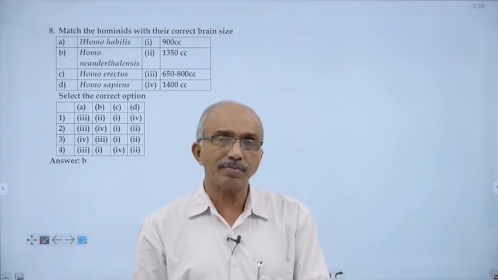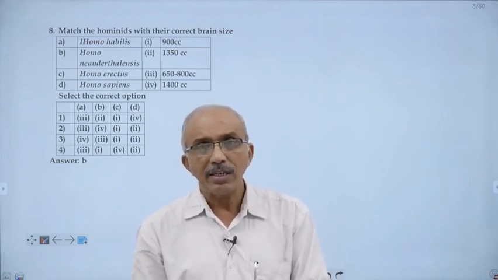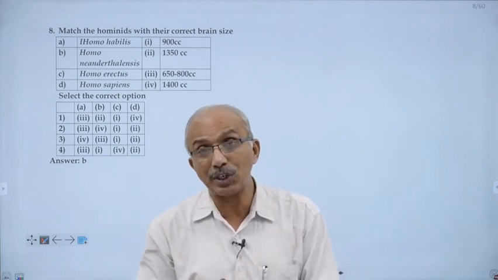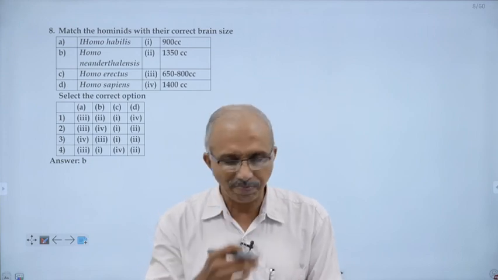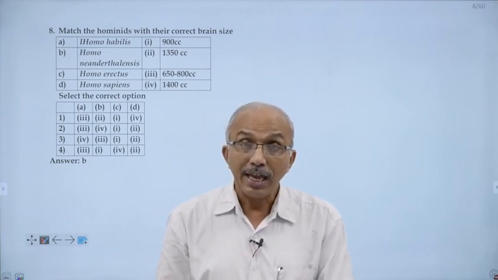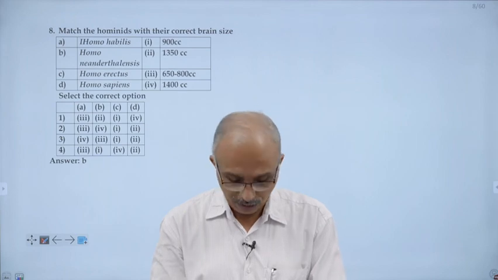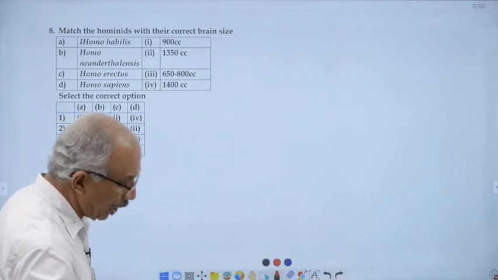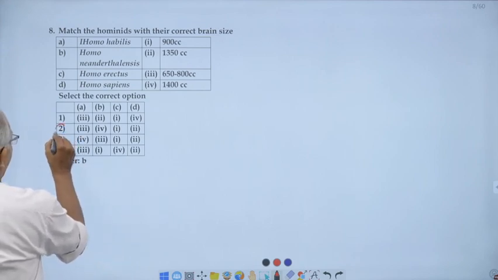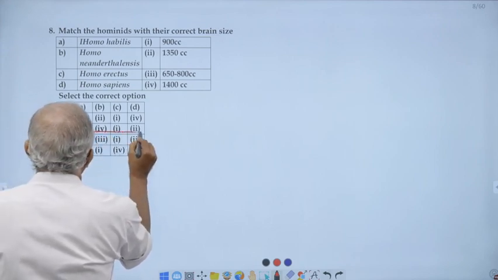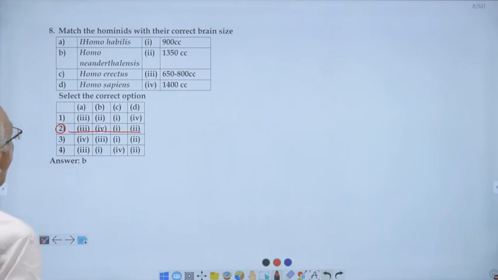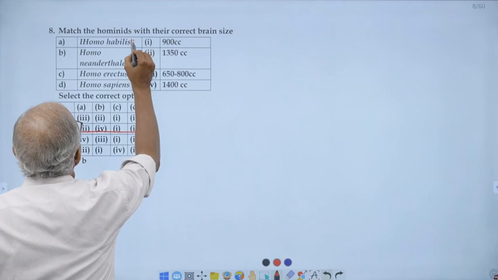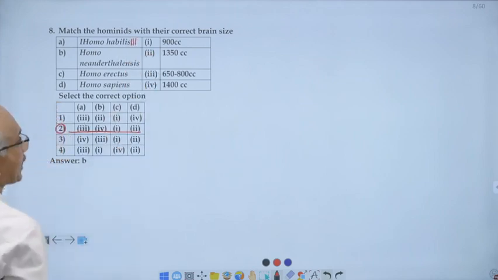the brain size. Brain size means, in fossils, the volume of the cranial cavity is measured. Brain is not available for the study. Cranial cavity is measured, so it is a rough estimation. However, the answer is 2. Homo habilis has the least brain size.